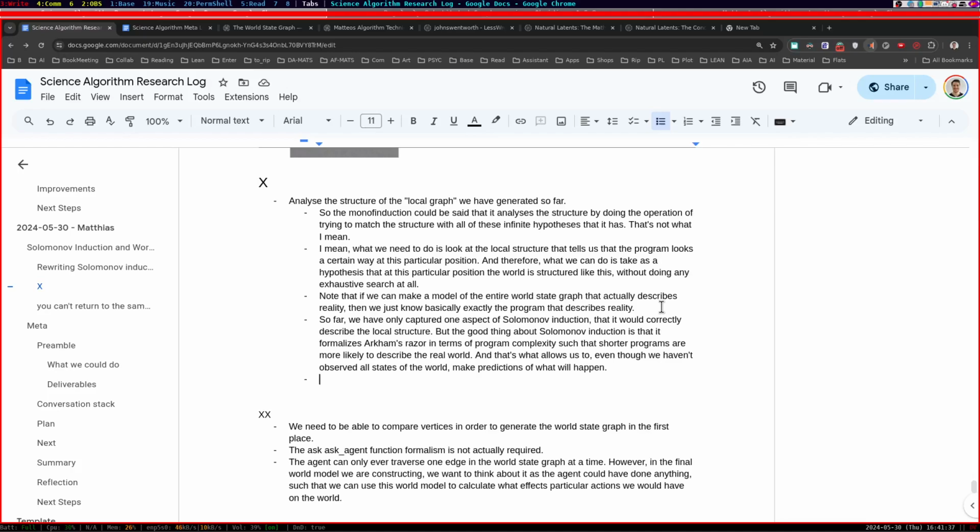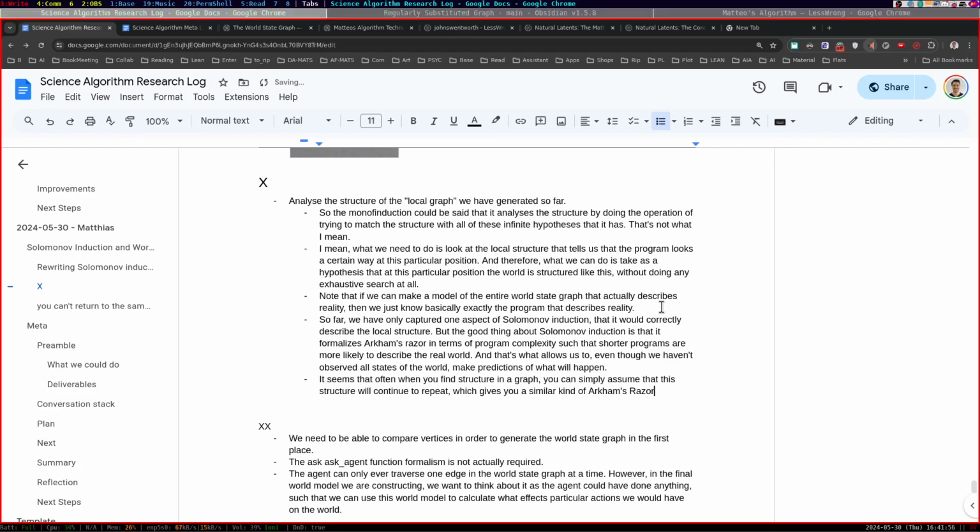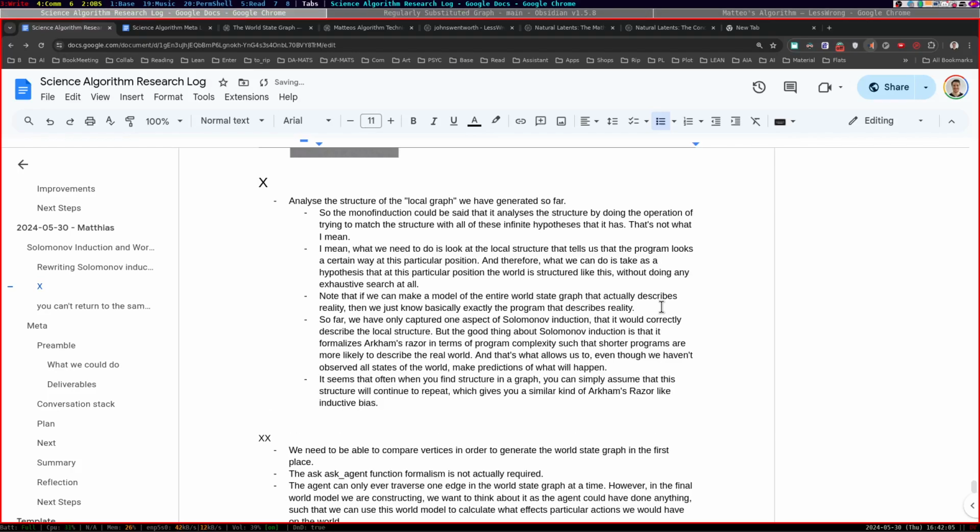It seems that often when you find structure in a graph, you can simply assume that this structure will continue to repeat, which gives you a similar kind of Occam's razor. So what does it mean for a graph or a subgraph to repeat? Repeating is not the right term for saying this.